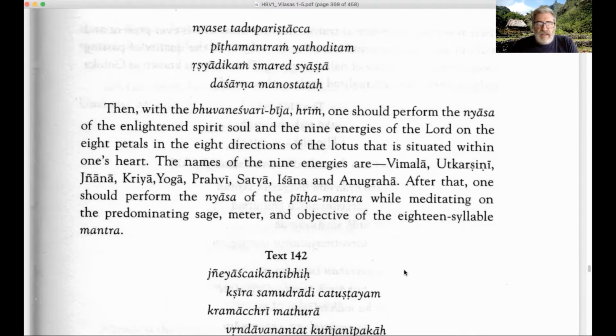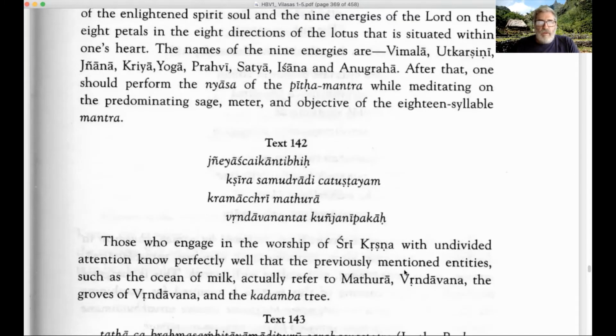After that, one should perform the Nyasa of the Pita Mantra while meditating on the predominating sage, meter and objective, or Viniyogaha. So we have the Rishi, the Chanda, and the Viniyogaha of the 18-syllable mantra. Up until now, although we did the Gopal Mantra Pranayam, or the Klimbija Pranayam, we haven't actually used the Gopal Mantra. So before using the Gopal Mantra, as we did before with the Mantra Nyasa, we're going to do the Nyasa of the Gopal Mantra. That will be explained.